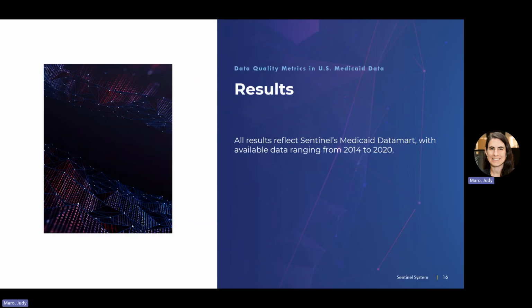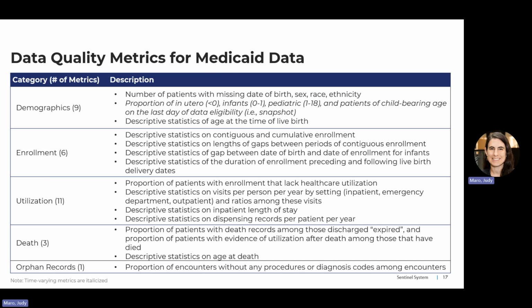And so let's look at the results. So what we've done now is we've taken the 30 metrics that were selected by our technical expert panel, and we have applied them in Sentinel's Medicaid data mart, which has data ranging from 2014 to 2020. And so let's look at what those 30 metrics were. So they fall into 5 categories, which you see on your left. There are demographics, there's enrollment, there's utilization information, there's death information, and there's orphan records. And so I'm not going to go through and read all 30 of these metrics, but just know that generally they fall into 1 of 2 categories.